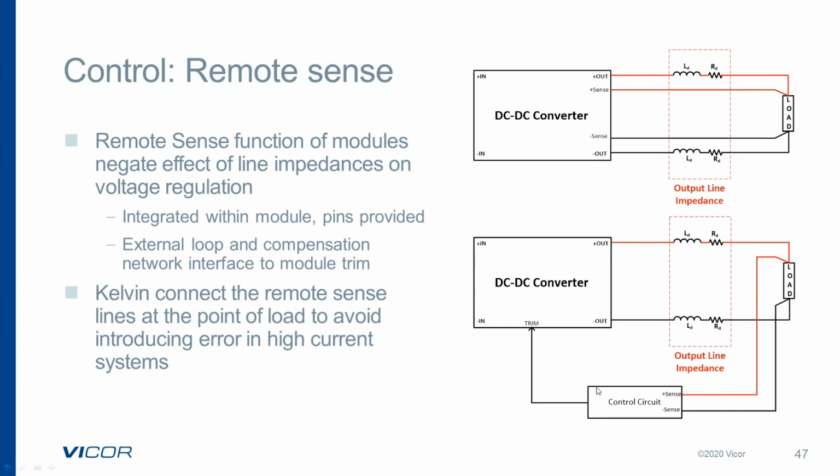And another method of regulating the output voltage remotely is to use an external device that will sense the voltage at the load and then control the DC to DC converter to regulate the voltage at the point of load and compensate for voltage drops through the line impedance.